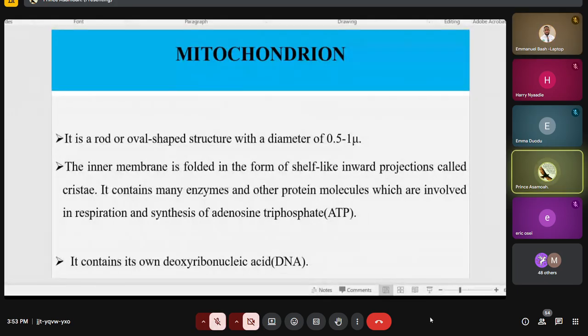Okay, thank you. So we come to the mitochondrion. Now, the mitochondrion, if the cell is a factory, we call that the powerhouse. The mitochondrion is a rod or oval-shaped structure with a diameter of about 0.5 to 1 micrometer. Oh, I made a mistake here. We know that mitochondria has its own DNA too.